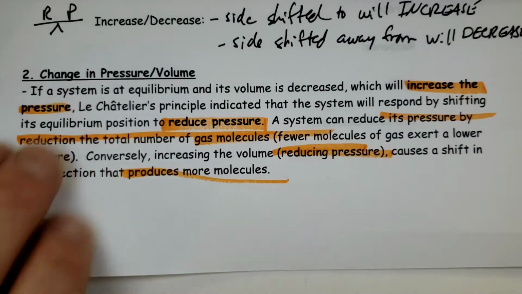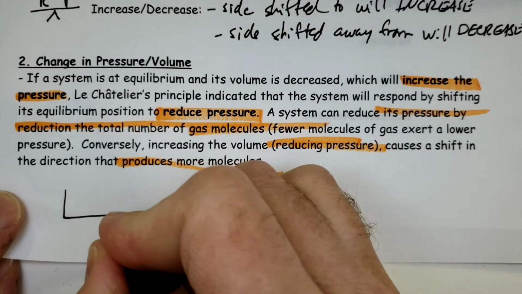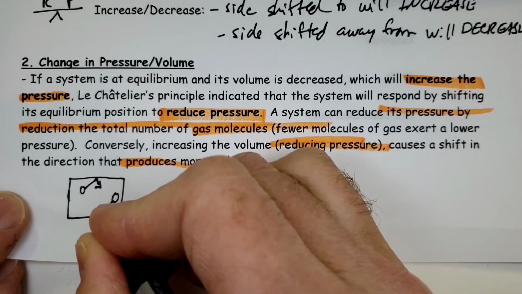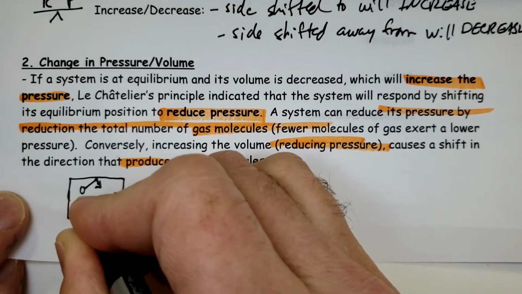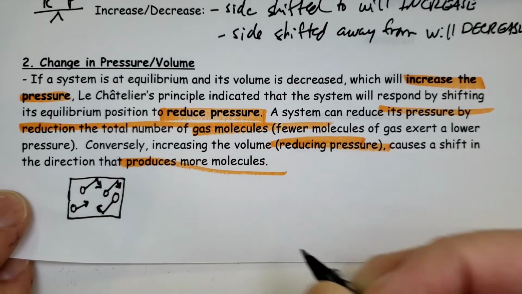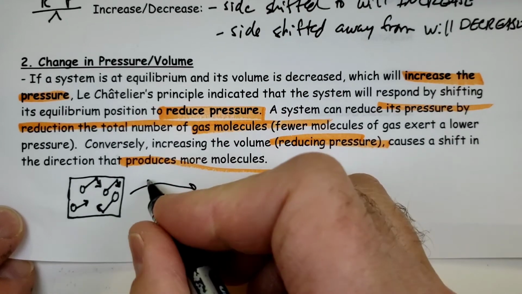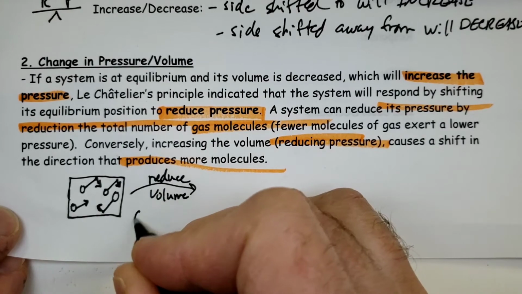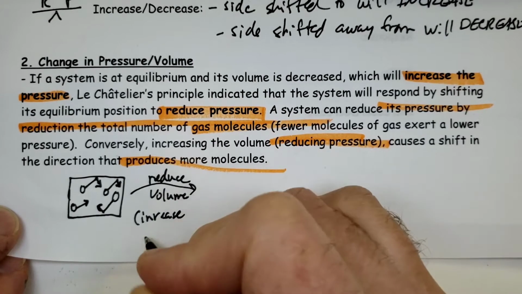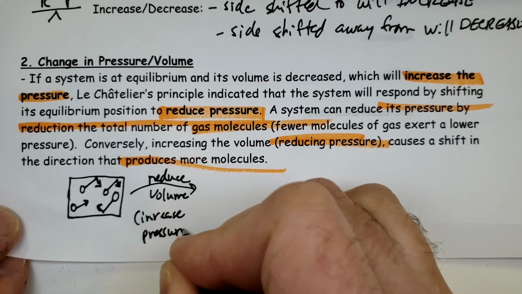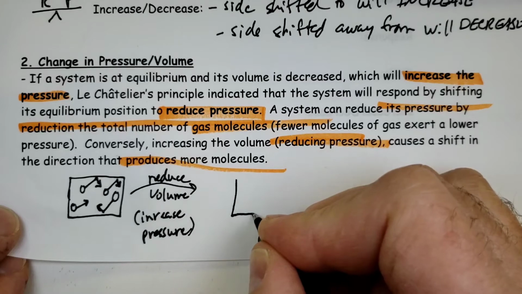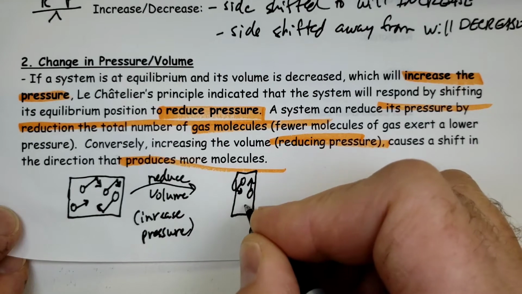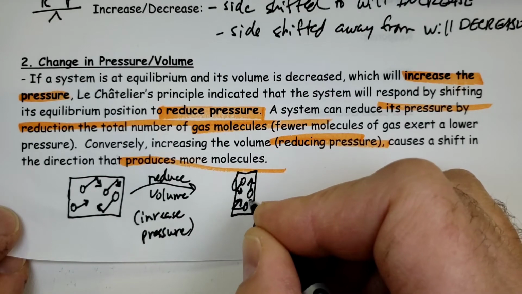Now, let's just take a look at something. We'll sketch something here at the bottom. So if I have, let's say this is a sealed container, and I have gases moving around like this. Okay, let's say I have 4 particles of gas. And let's say we reduce volume, which is going to be the same thing as increase pressure. So they're inversely related. So if I make that container smaller, all those 4 molecules are going to be hitting each other a lot.